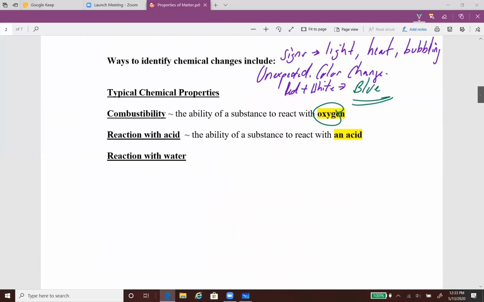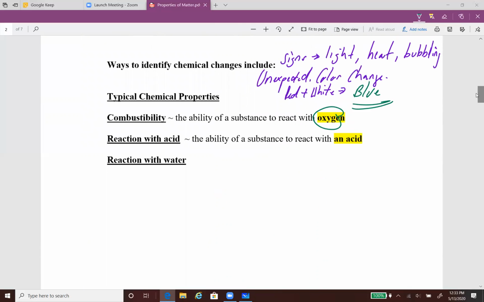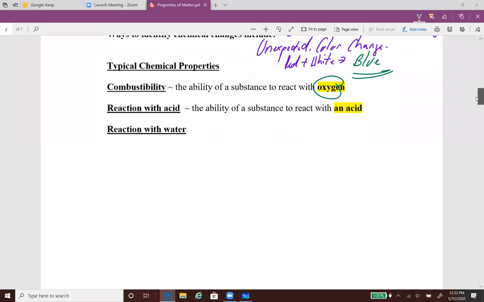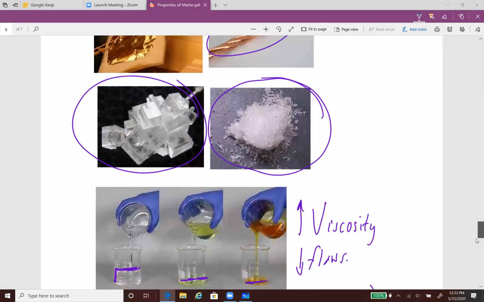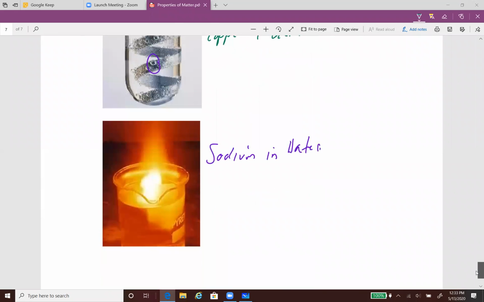And lastly is whether or not it reacts with water. And that is actually the last image, which is the example with sodium. This is sodium reacting with water.